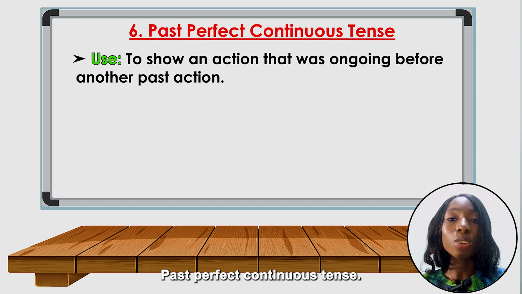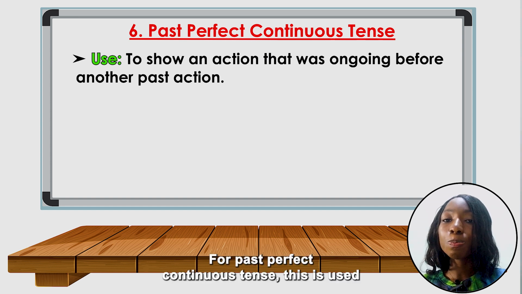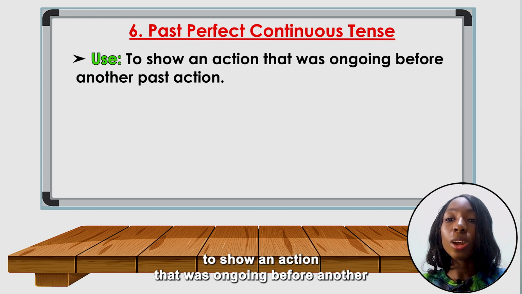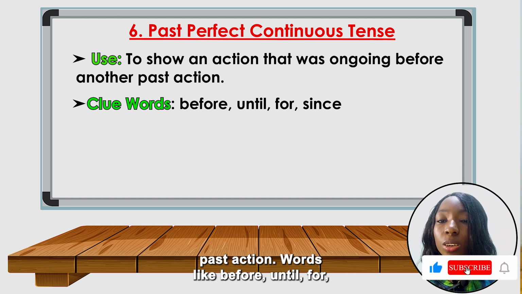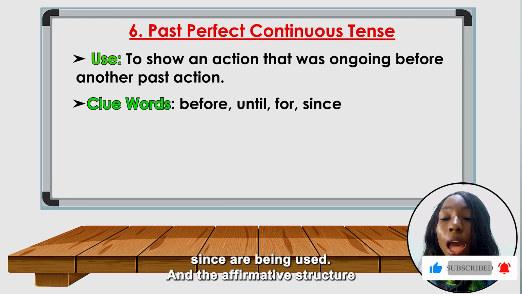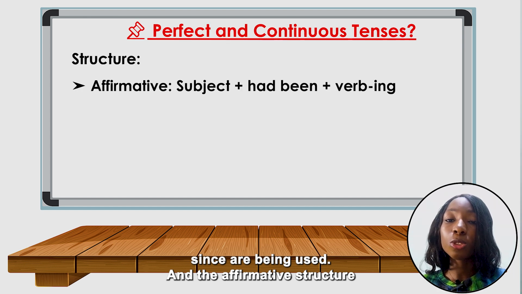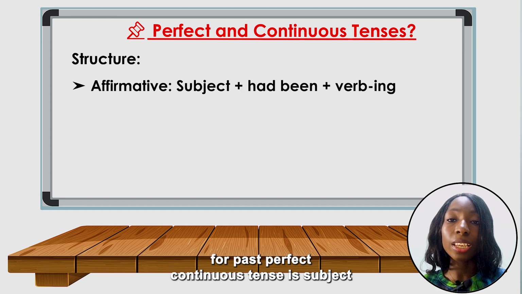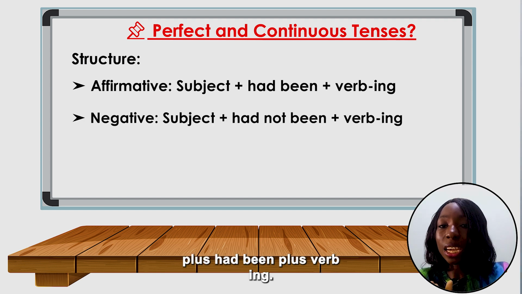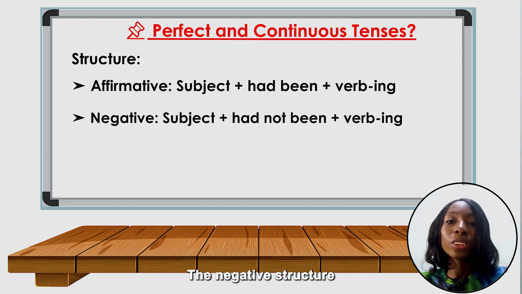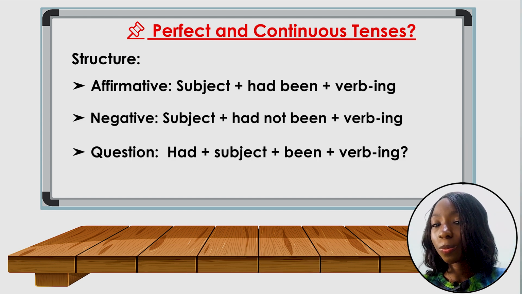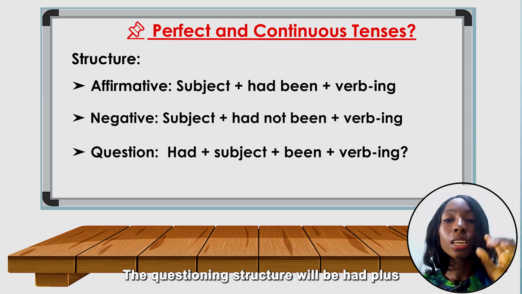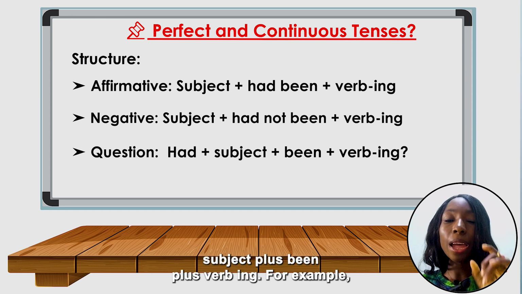Past perfect continuous tense. For past perfect continuous tense, this is used to show an action that was ongoing before another past action. Words like before, until, for, since are being used. And the affirmative structure for past perfect continuous tense is subject plus had been plus verb ing. The negative structure is subject plus had not been plus verb ing. The questioning structure will be had plus subject plus been plus verb ing.